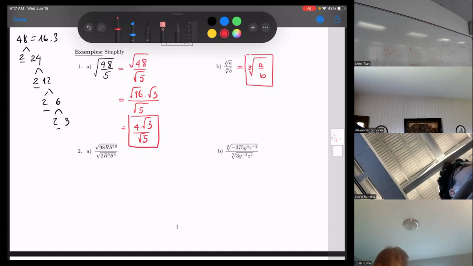I think the problem is when you factor, you want one of them to be a perfect square. Okay, good. So you're going to split 98, 49 times 2.